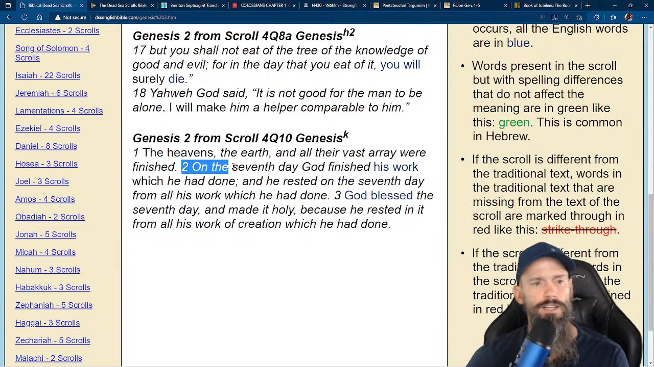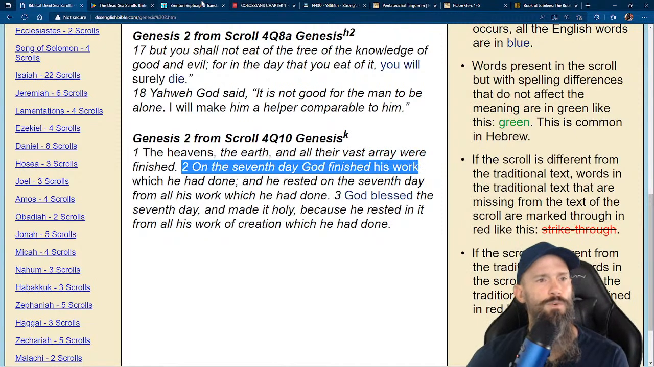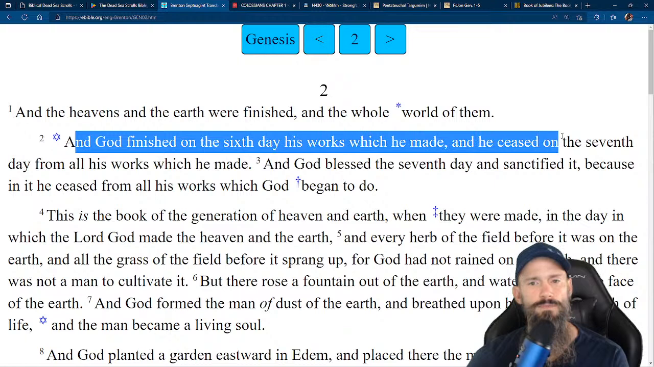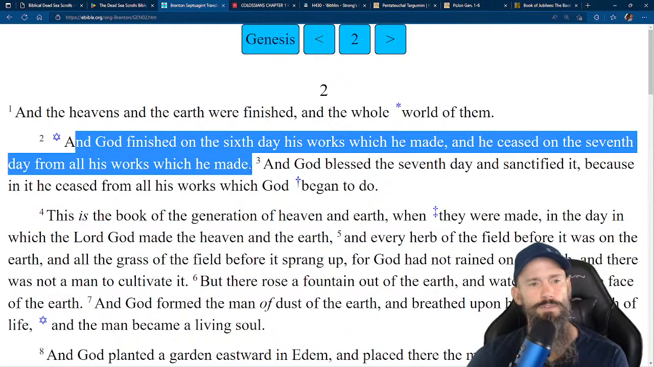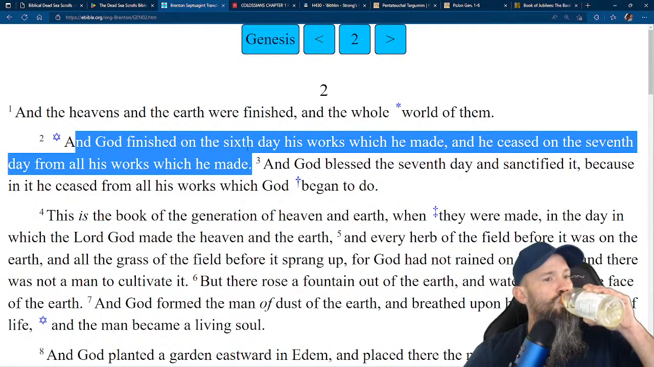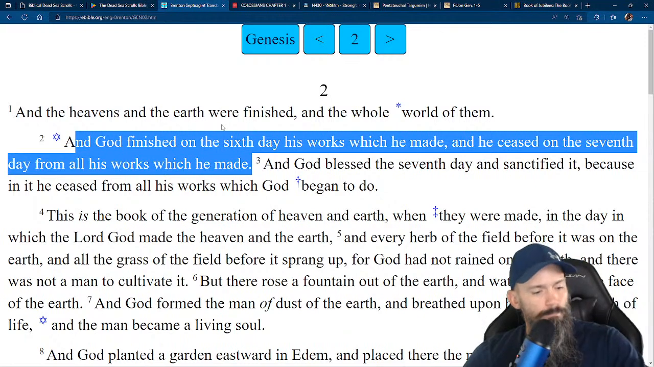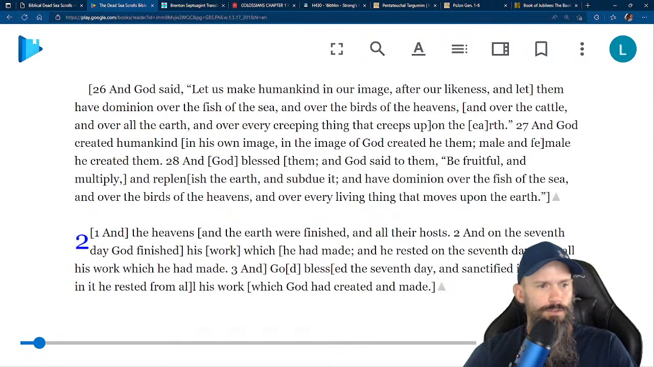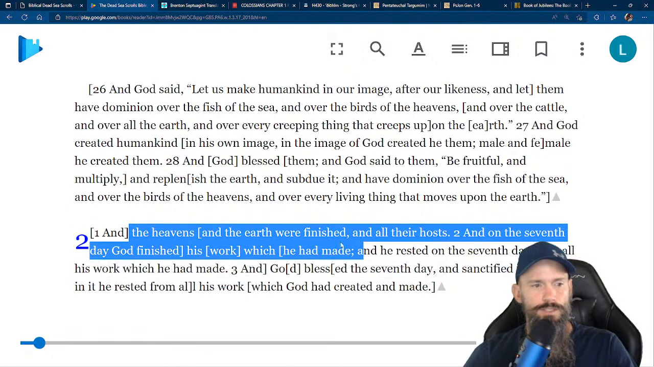I'm not sure if that's just translation, but it says on the seventh day he finished his work. And the Septuagint says on the sixth day he ceased on the seventh day from all his works. So it may just be a translation. He didn't work on the Sabbath. It says all the work finished, their host, seventh day finished, rested, all the work he made.